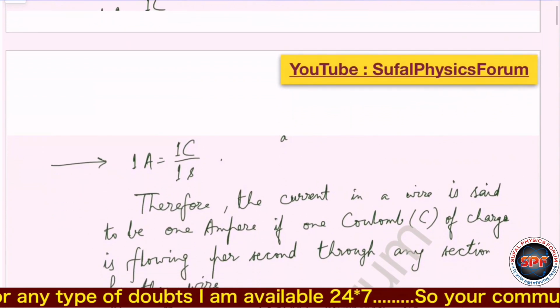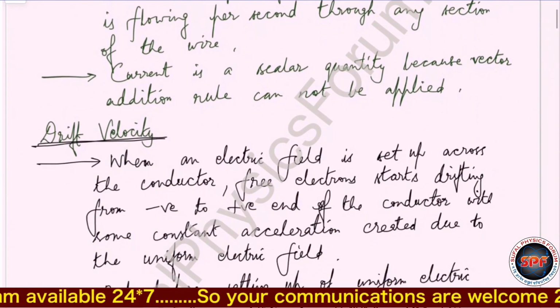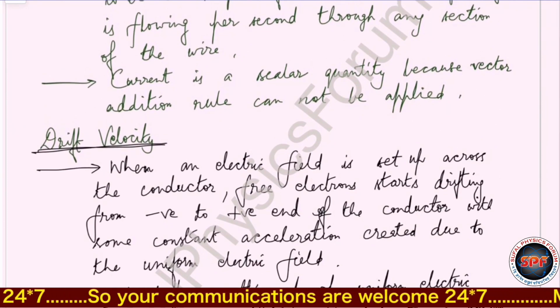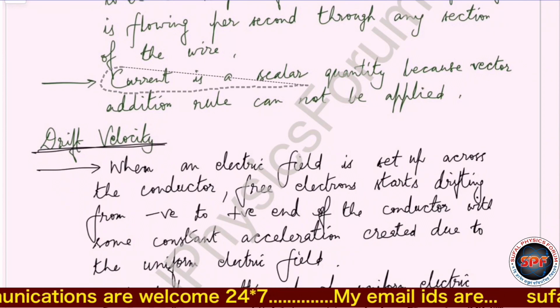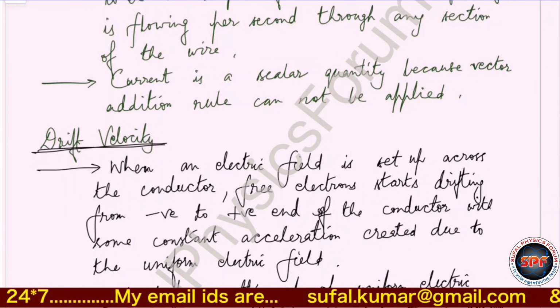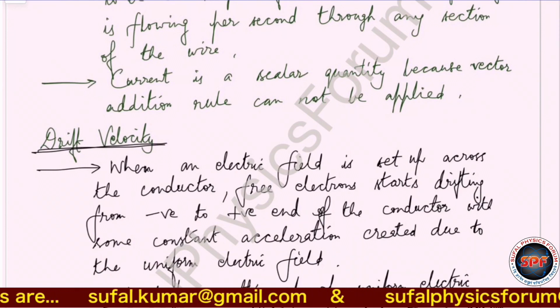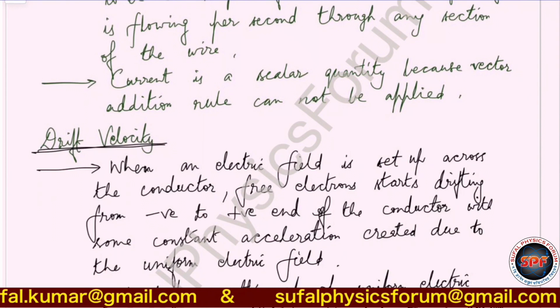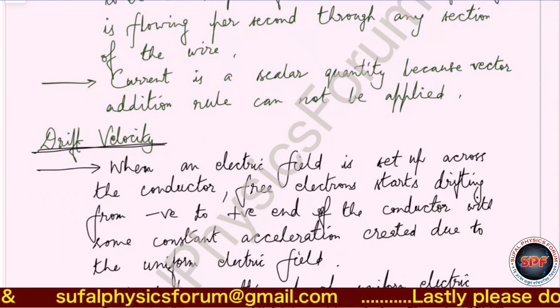Another important point I have to discuss is that current is a scalar quantity. Why? Because the vector addition rule is not applied for adding up two or more currents.